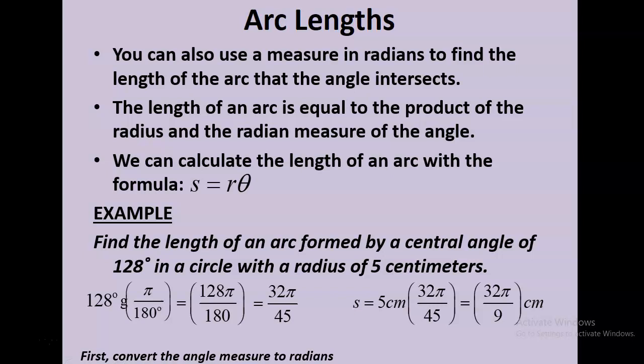That's in simplest form, so we would just leave it as that, and that would be the length of our arc. If we wanted a decimal, we just punch in 32 times pi and divide it by 9, and that comes out to approximately 11.17 centimeters. So an object rotating in a circle with a radius of 5 centimeters that rotated 128 degrees would travel a distance of 11.17 centimeters.